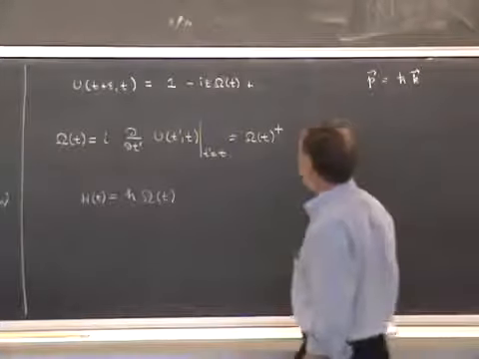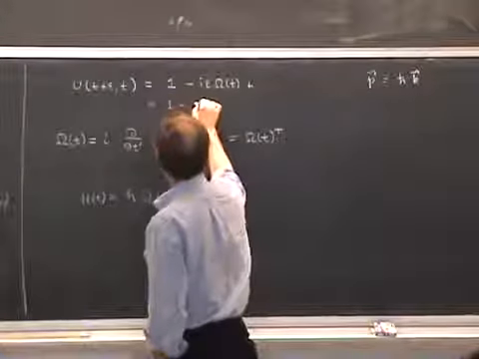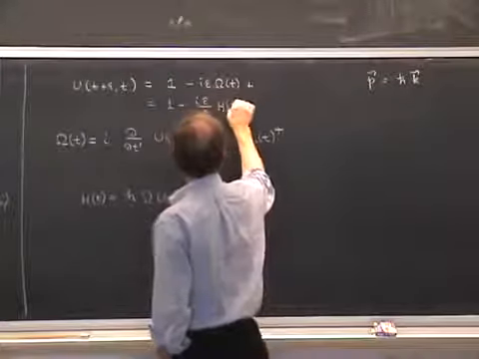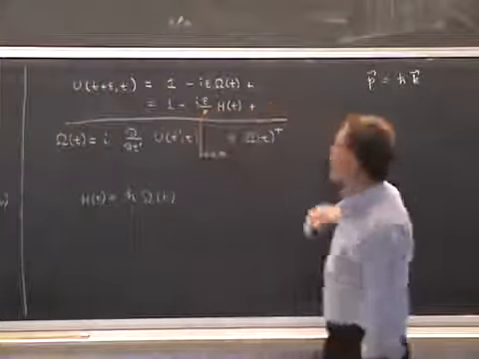Now, this means that I can rewrite this expression for the infinitesimal time evolution operator as 1 minus i epsilon over h bar times the Hamiltonian H plus dot dot dot, just to rewrite the first term of this series.